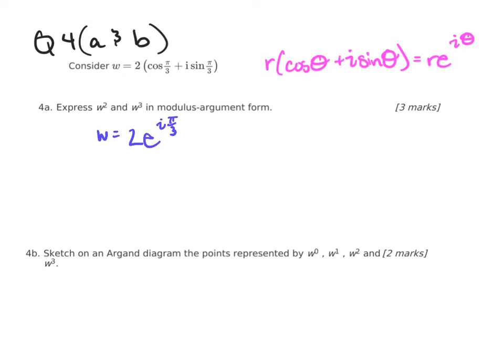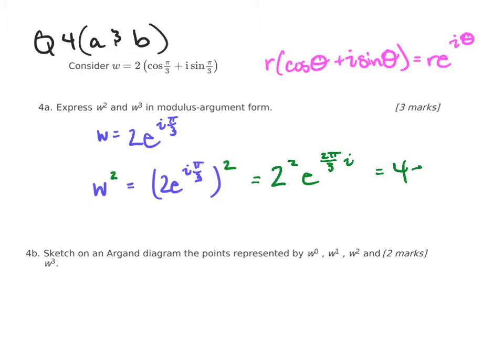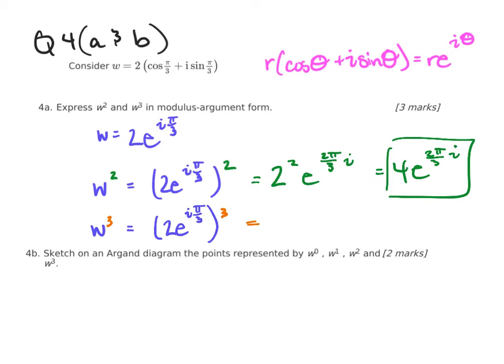And then if we want to square it, it's much simpler. You're just going to set it up like this, where you have W squared, square this, and then you just need to distribute the 2. So you're going to end up with 2 squared e to the 2 pi over 3 i, or 4e to the 2 pi over 3 i. Boom. There's your squared. For your cubed, it's just going to be 8, or 2 cubed, and then e to the i pi. Works out quite nicely. Let me know if you have questions about that.